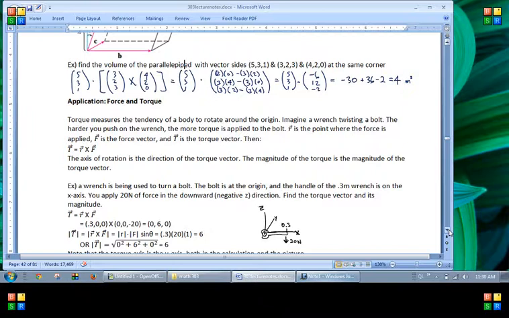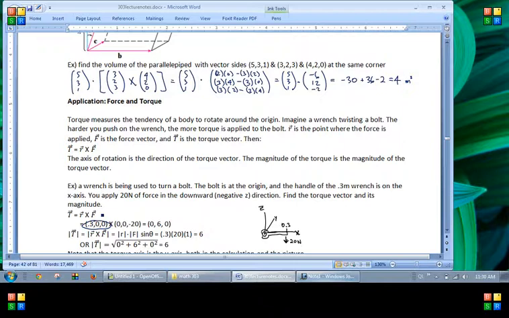So let's find these two things. Let's find the torque vector. The torque vector is just the position cross the force. So what's the position? We have to write the position as a vector. Well, I said it's 0.3 meters out along the x-axis. So that just means this: the x component is 0.3, and the y and z components are 0.